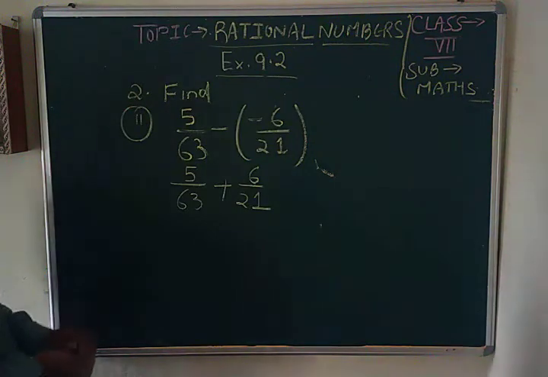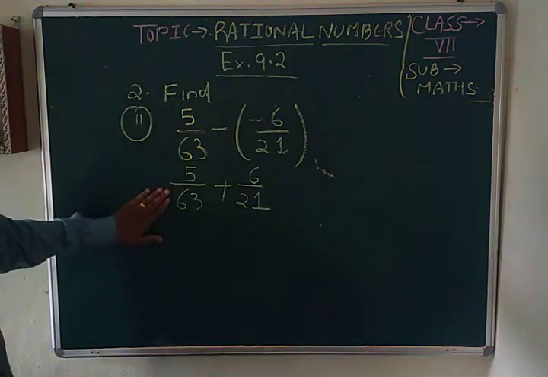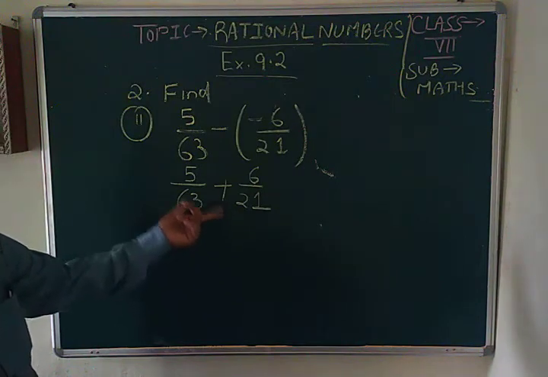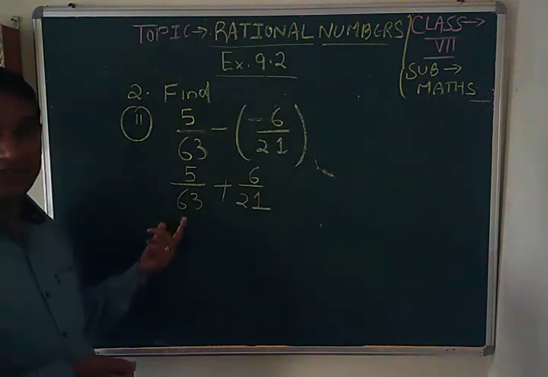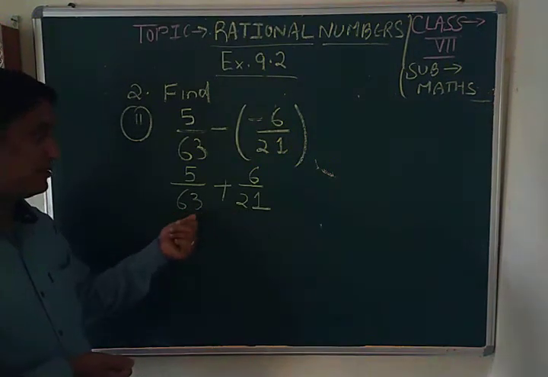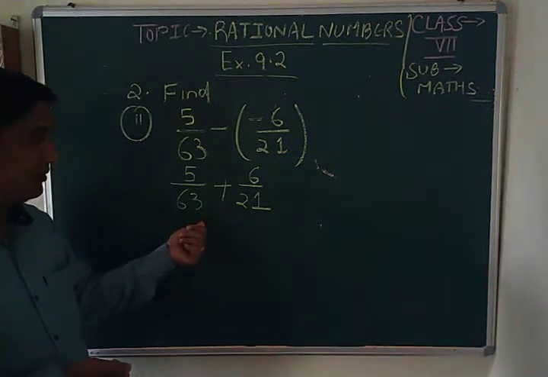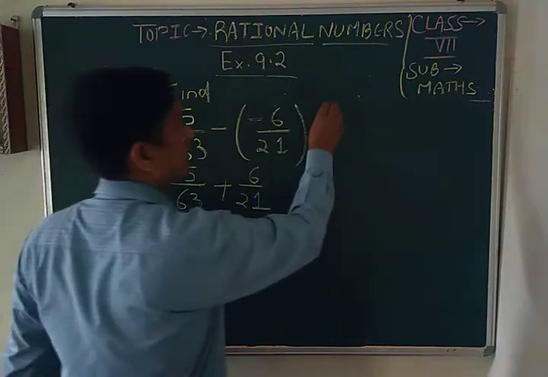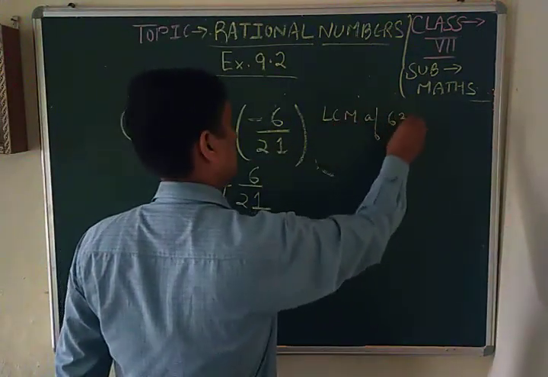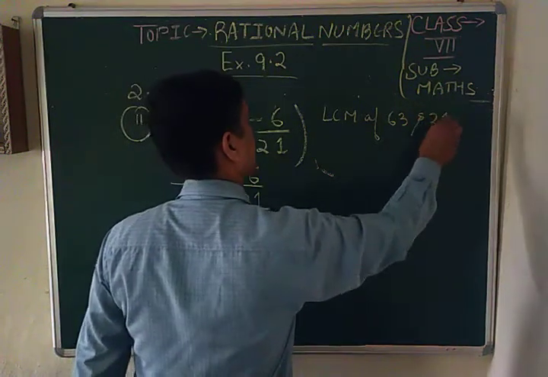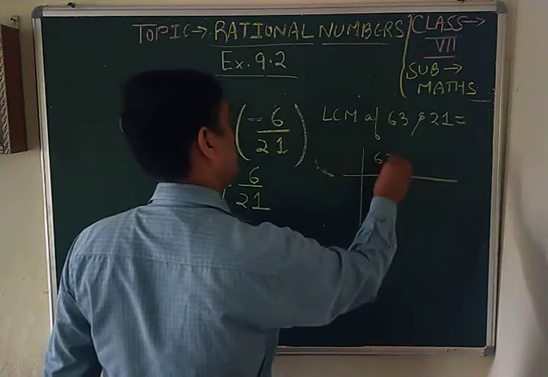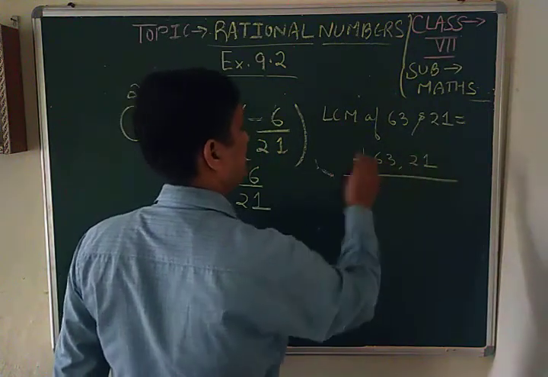Now children, we will add here 5 by 63 plus 6 by 21. Now here also you can proceed the same way that we have learned in question number 1. That is, first check the denominator. Here denominators are different. Now we have to find their LCM. LCM of 63 and 21. Find their LCM. 63, 21, 3.